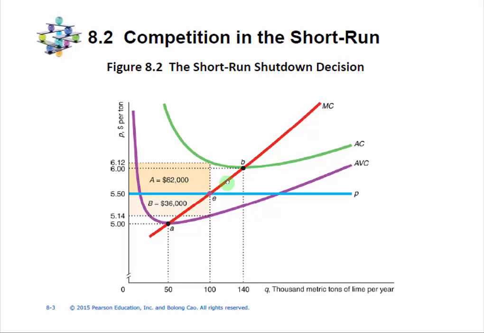Even though it may face a loss when the price is below the lowest point of average cost curve, point B. And again, if the price is above the lowest point of average cost curve, above point B, or say $6, right? If the market price is above $6, then the firm can make a profit. So above point A, the firm will keep operating, and above point B, the firm can make a profit. But below point A, the firm will shut down.